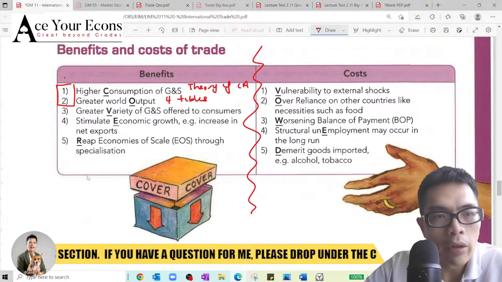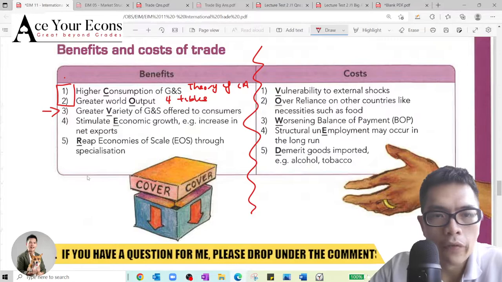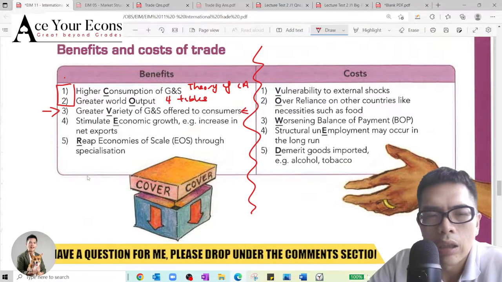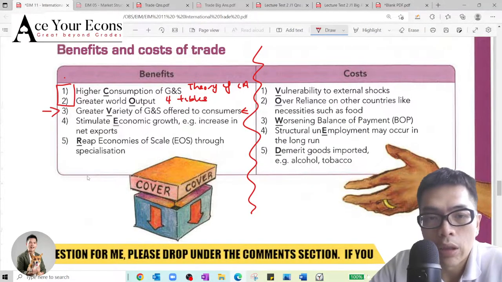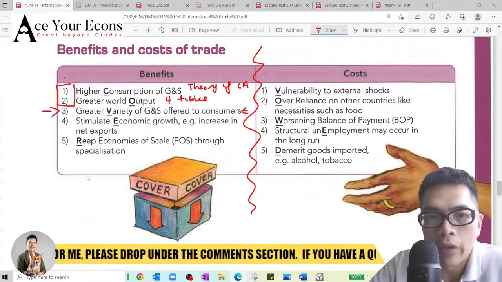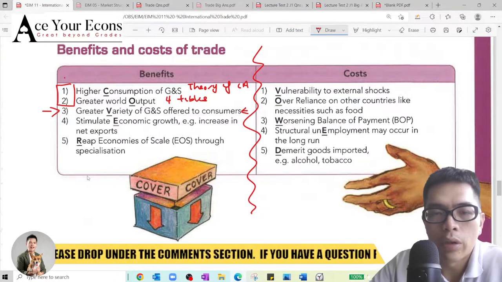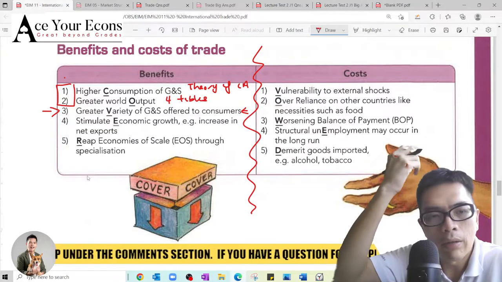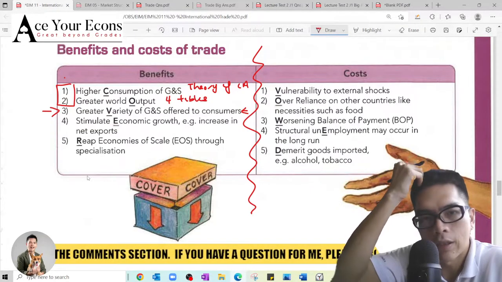You can also consider variety. Variety of goods and services. Variety of goods and services are often illustrated using examples. So what is an example of a variety of goods and services that are available to consumers? When you are supposed to illustrate this point, type out an example of what we mean by variety of goods and services.